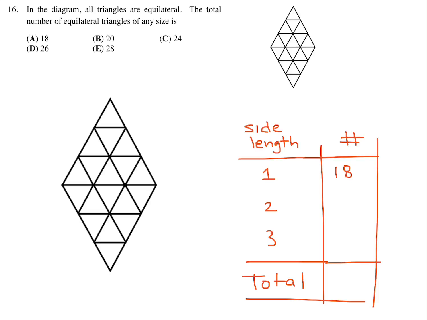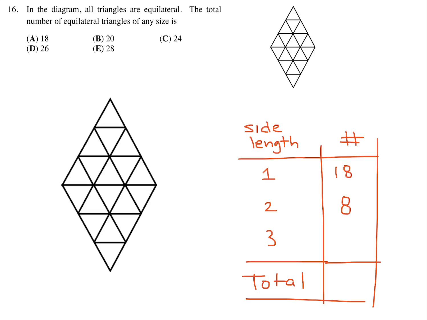Now side length of 2. Okay? We've got 1 there, 1 there, and 1 there. So that would be 3. And very similarly, you've got 3 on the other side. You've got 1 down here, 1 like that, and 1 like that. So that's 6. But there's 2 more. 1 here, and 1 here. Like that. So there was 3, 3, and 2, so that's 8.